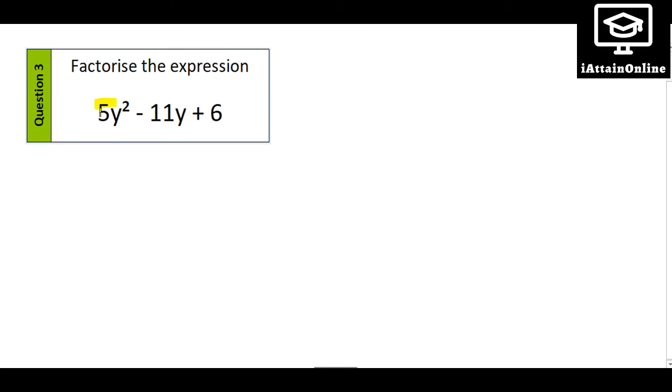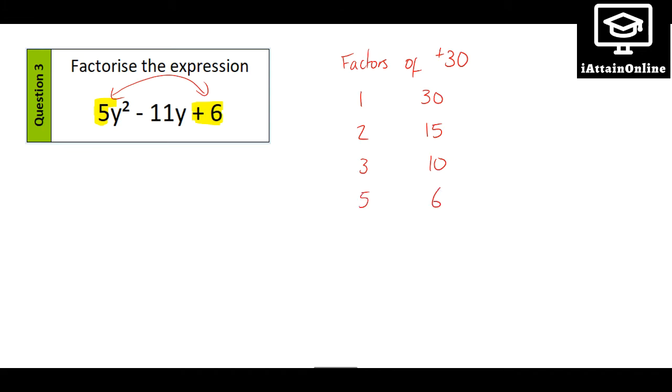So once again, the number before the w, sorry, the y in this case, is not 1. So I need to look at these two numbers here. Multiplying these two together means that I'm now finding my factors of positive 30. So I could have 1 and 30, I could have 2 and 15, 3 and 10, or 5 and 6. But I want them to add to give me negative 11. They need to have a sum of negative 11.